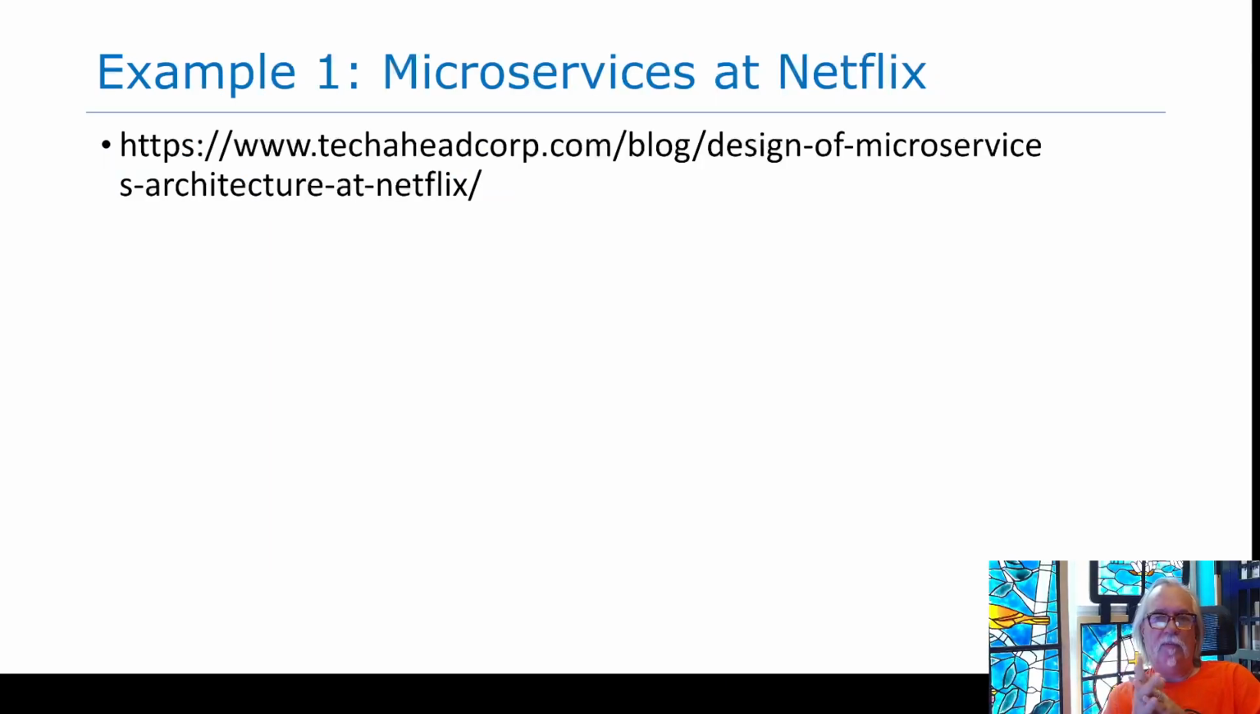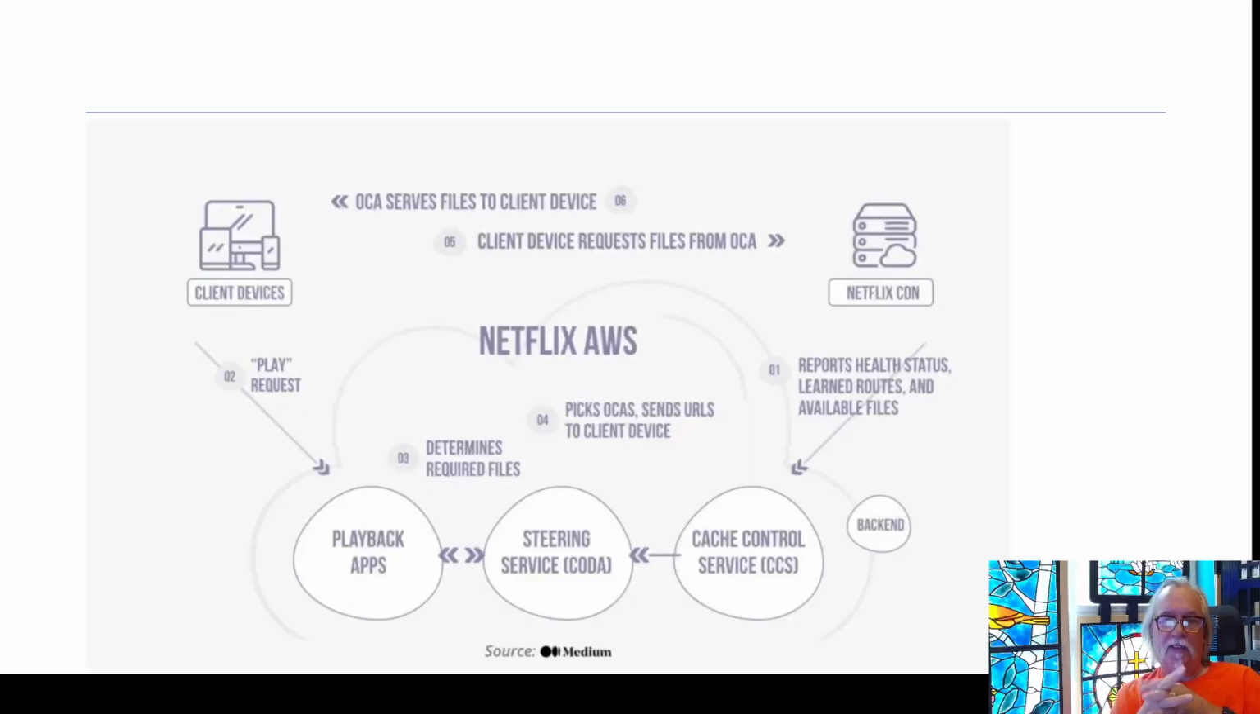One of the examples that we want to talk about is the microservices at Netflix. So this is a micro architecture. So they don't have a large program that runs. They have a whole bunch of different programs. And it kind of looks like this.